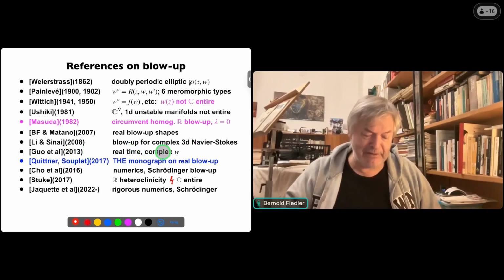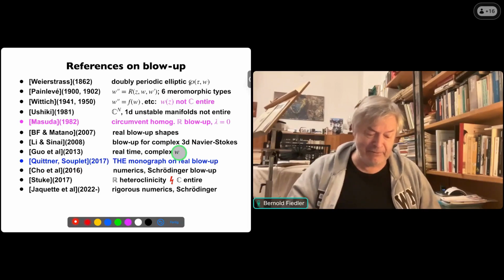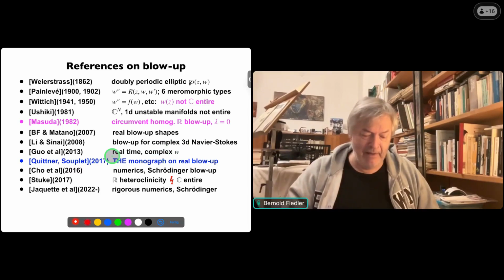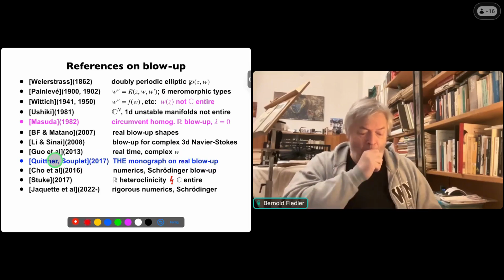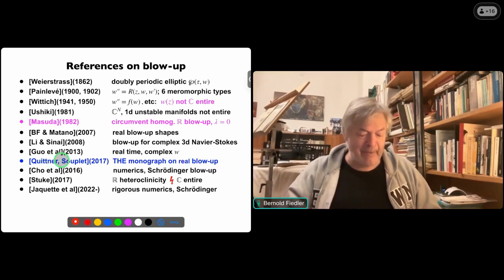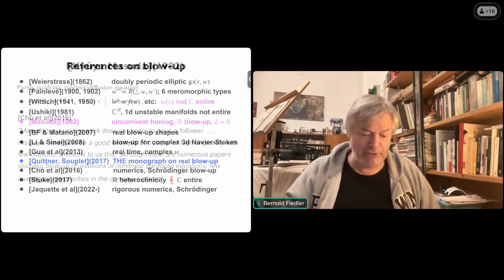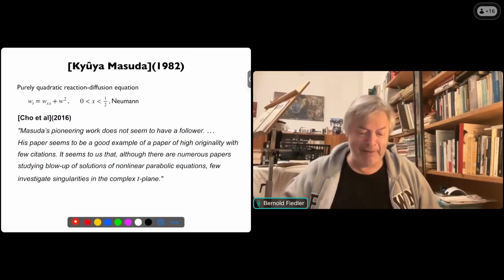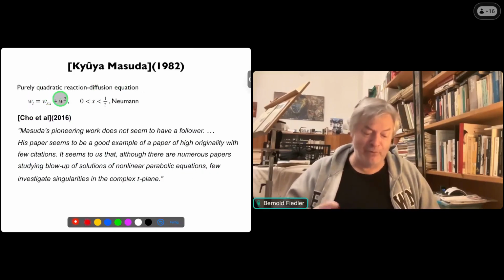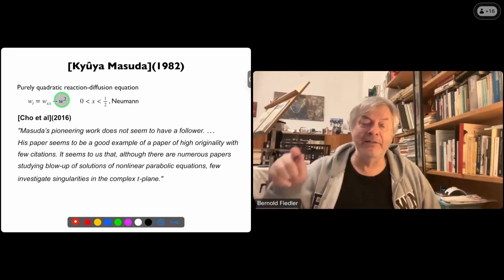Now, Guo and others took real time and complex x, but they stayed with real time. Here, the monograph on real blow-up by Quittner and Souplet. Numerics, the dissertation by Hannes Stuke, which I mentioned in the beginning, and then some rigorous numerics, recent results by Jaquette and others, which I will show you. So what did Kyuya Masuda do? He circumvented blow-up, real blow-up for this equation by passing to complex time.